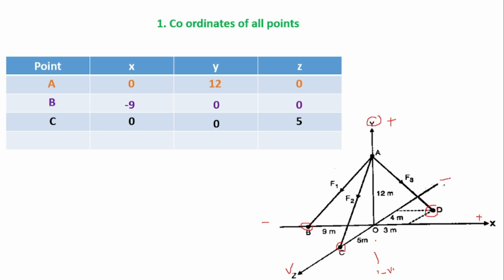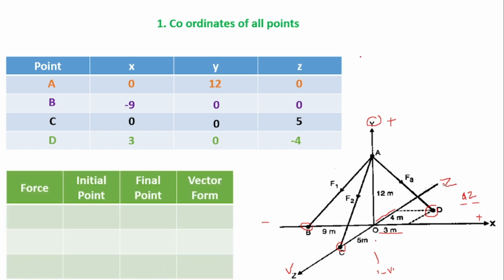Now this point D does not lie on a particular axis but it lies on the x and minus z plane, so it is on the xz plane. So its y value will be 0. If a point lies on a particular plane, then the remaining axis will have the 0 value. Here x and z are present, so the y value will be 0. The value of x is plus 3 and the value of z is 4 meter, but it lies on the negative axis, that's why minus 4. For the point D, the value of x is 3, y is 0 and z is minus 4. So in this way we can calculate all the points.